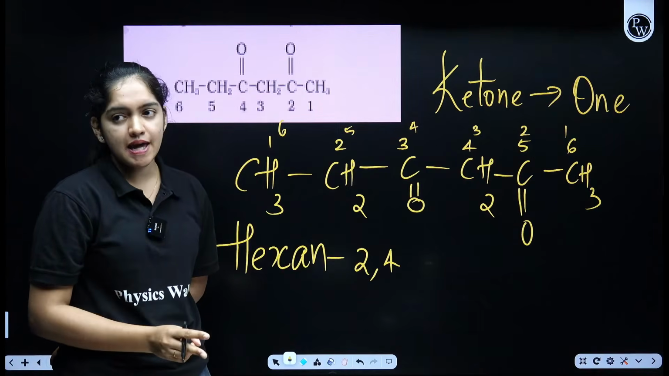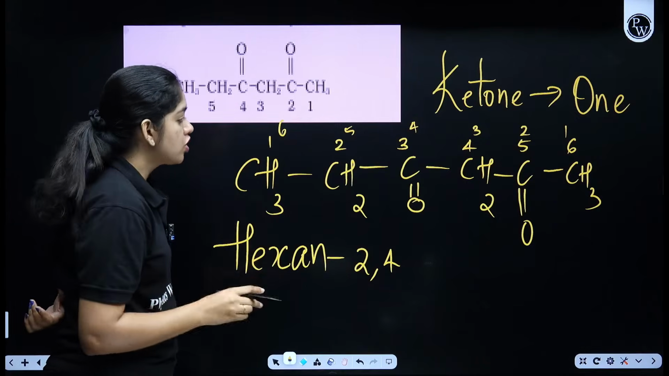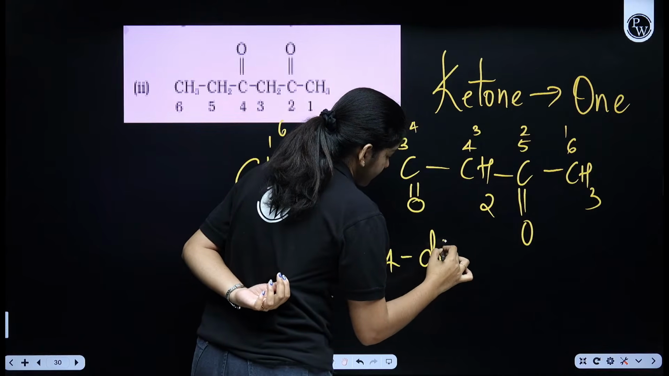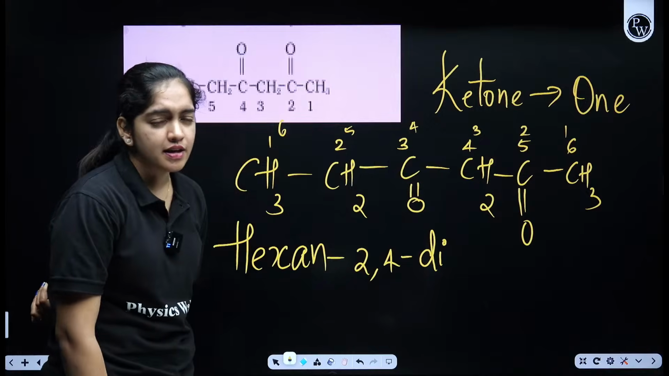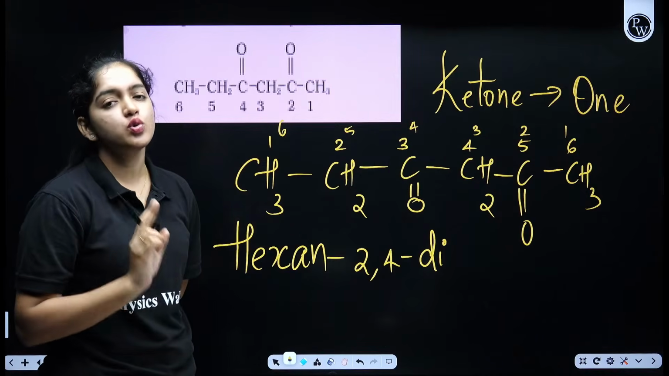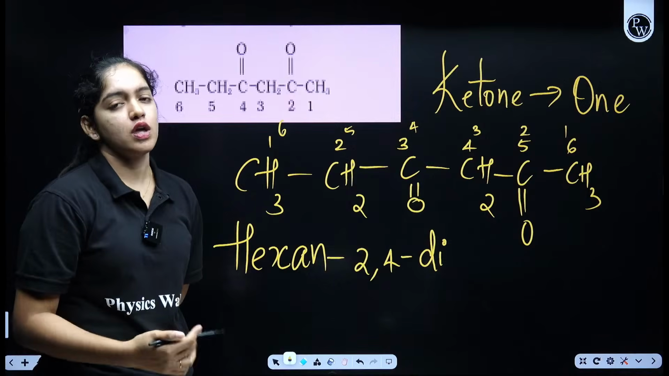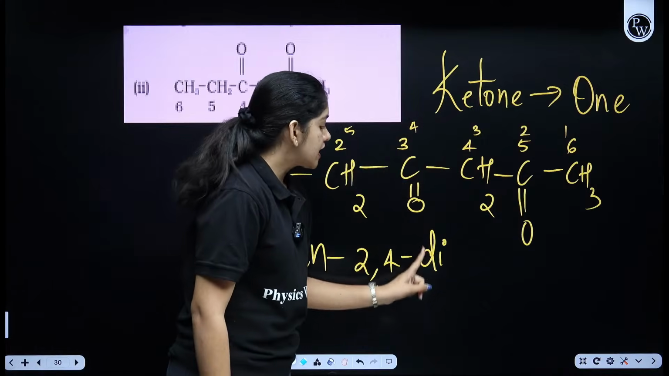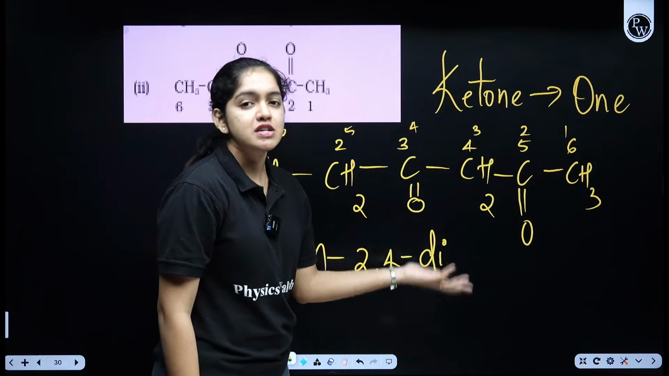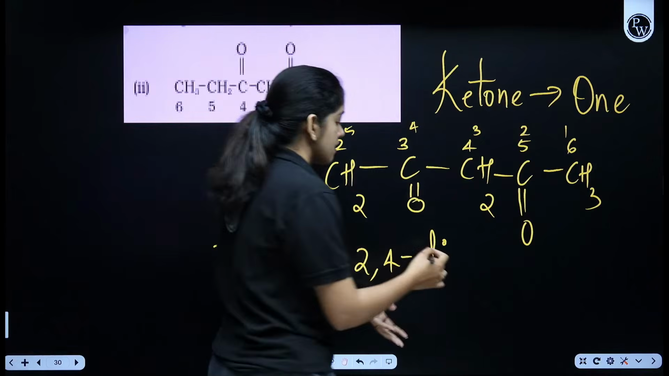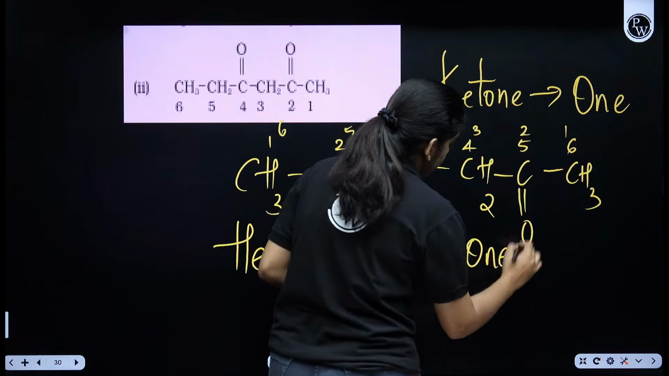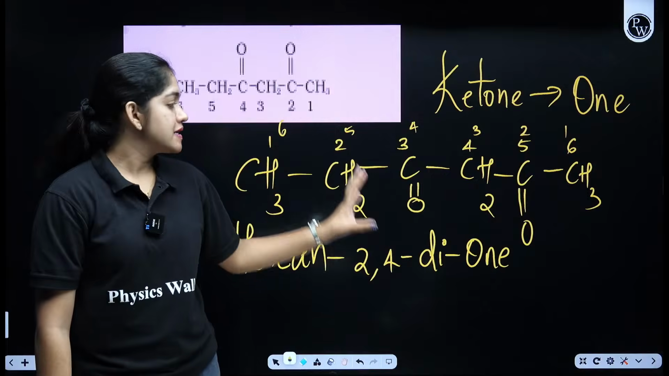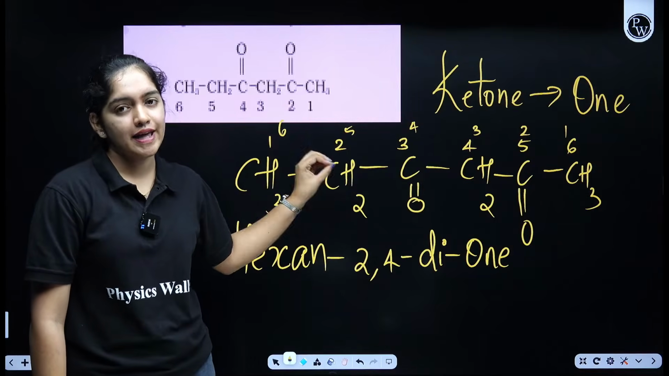Mention the two positions. The 2 functional groups are the same, so mention the positions here. 2, 4. Then 2 functional groups are there. Hyphen, di. Why are we writing di? Because 2 functional groups are present, we should mention the 2. If 3 are there, we mention tri. We already discussed that. So 2, 4 di. And what is the functional group there? On. Okay. Hexane 2, 4 di on. Is that clear? So this is the answer for this organic compound.